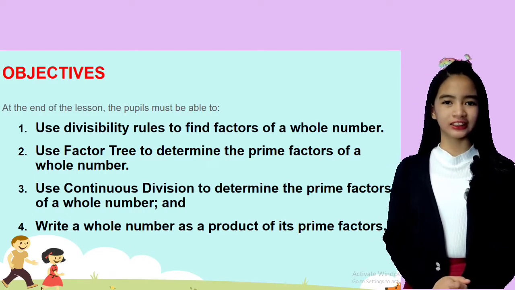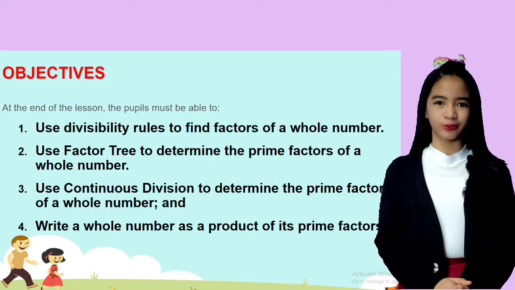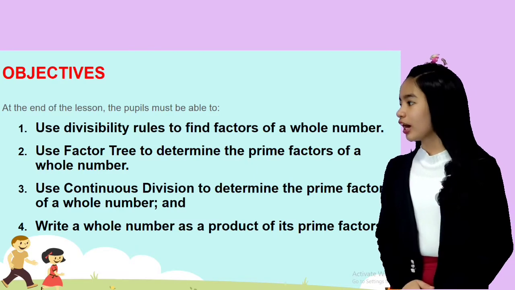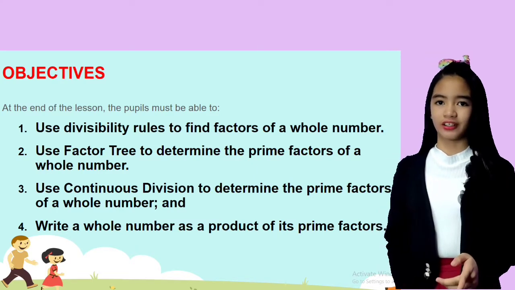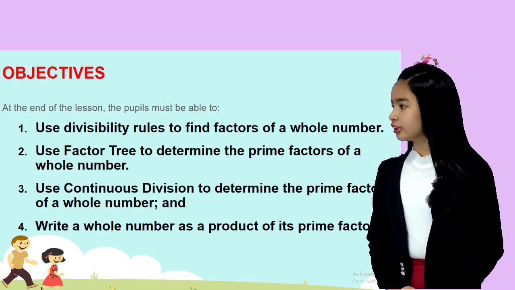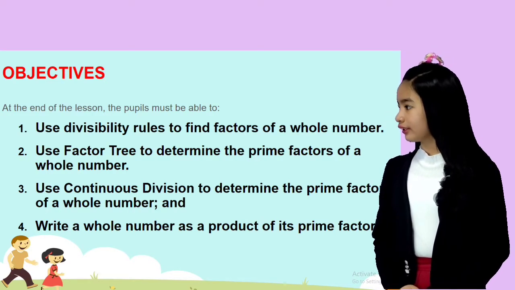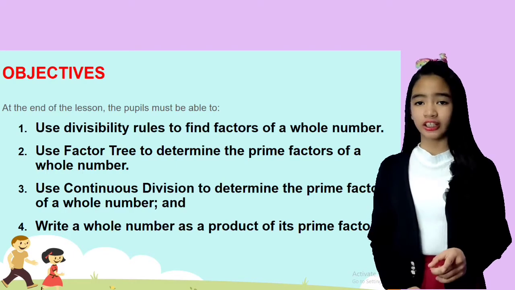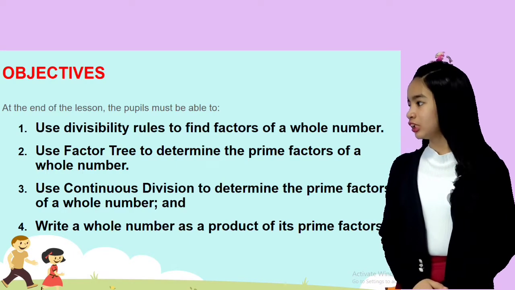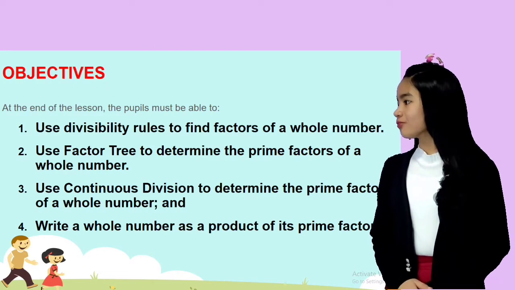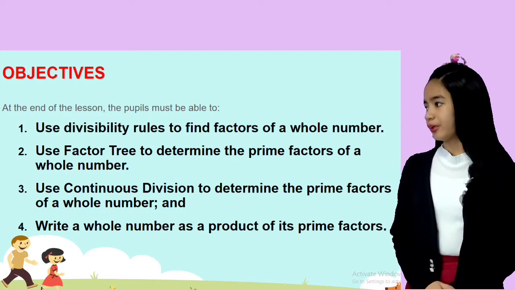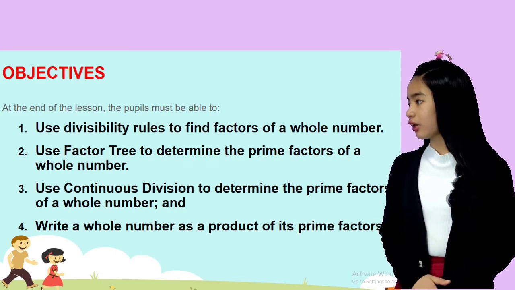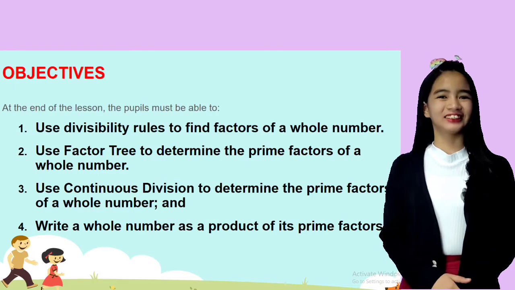At the end of the lesson, the pupils will be able to: Number 1, use divisibility rules to find factors of a whole number. Number 2, use the factor tree to determine the prime factors of a whole number. Number 3, use continuous division to determine the prime factors of a whole number. And number 4, write a whole number as a product of its prime factors.